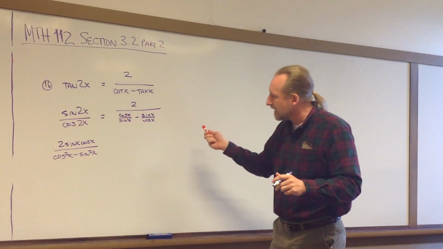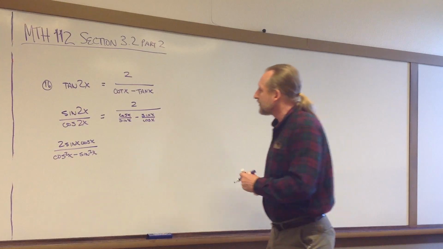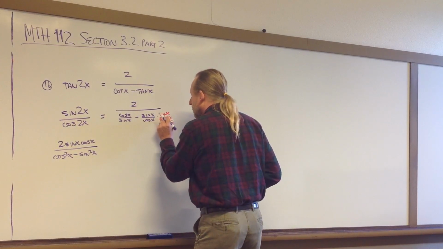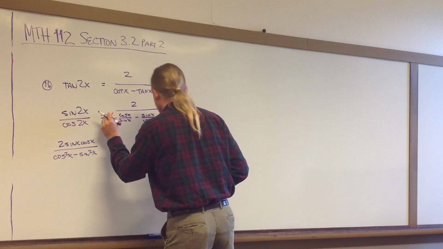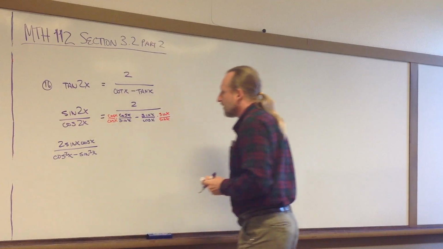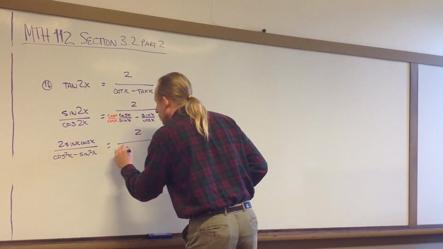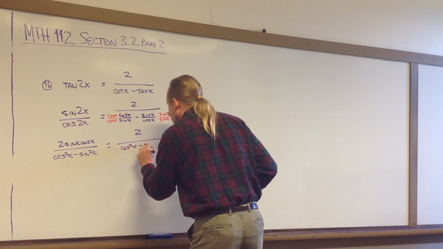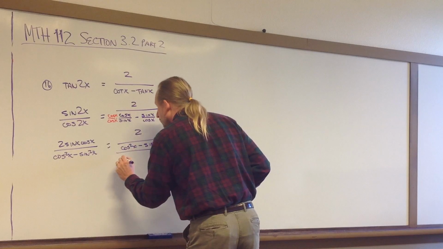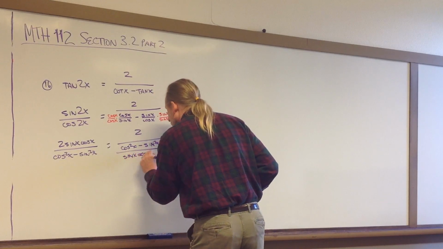So we're going to make a common denominator down here, and then we're going to flip that over and multiply by the reciprocal. So let's go ahead, make our common denominator of sine x cosine x. And then this one gets multiplied by cosine over cosine. So this is now 2 on the top, cosine squared minus sine squared over sine x cosine x.